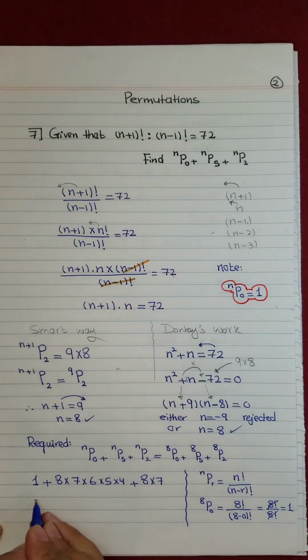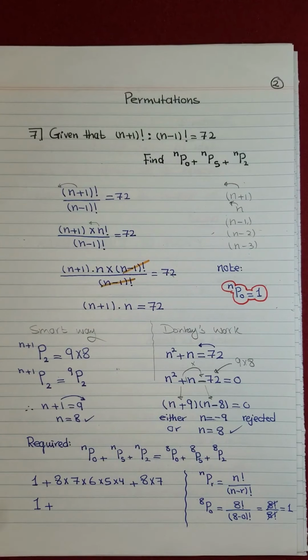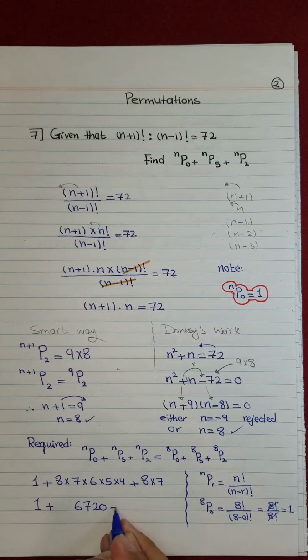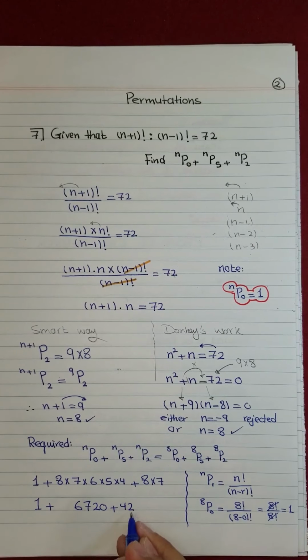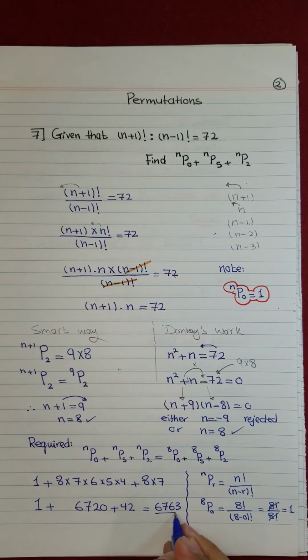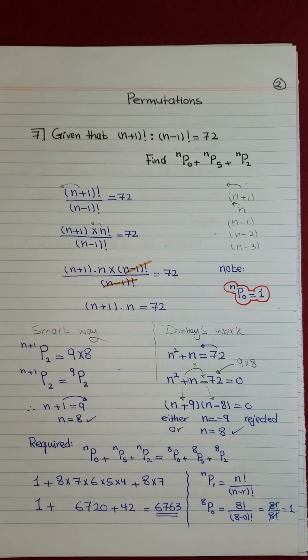So here we have 1 plus 8 times 7 times 6 times 5 times 4. This is 20. 20 times 6 is 120. And 120 times 7 is 840. And 840 times 8 is 6,720. Plus 8 times 7 is 56. You add them together, so you will get 6,763. So this is going to be our final answer to this question.